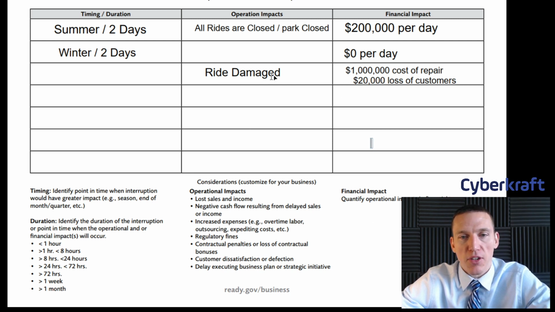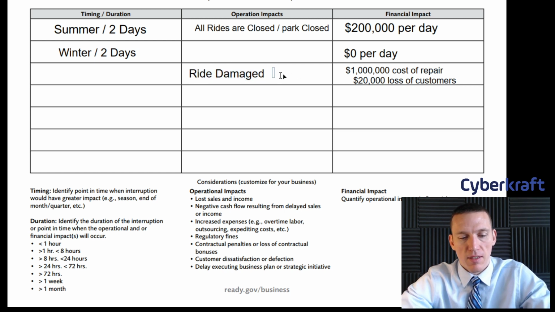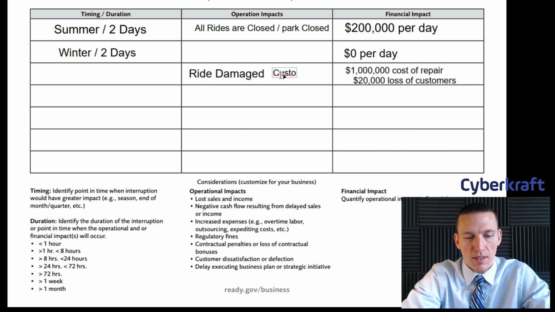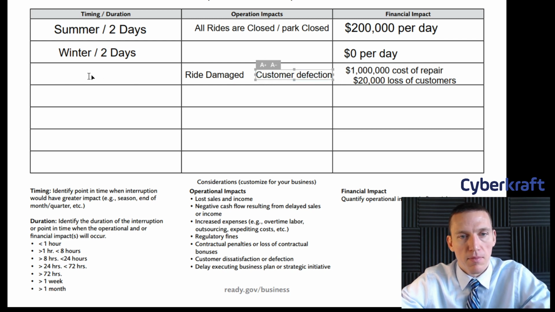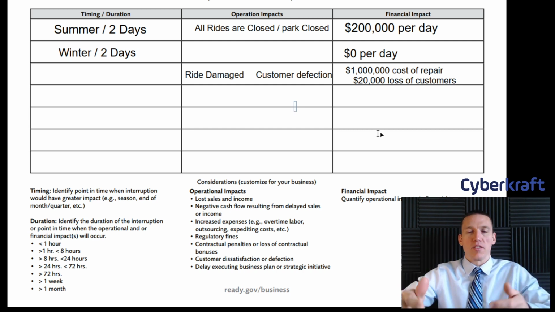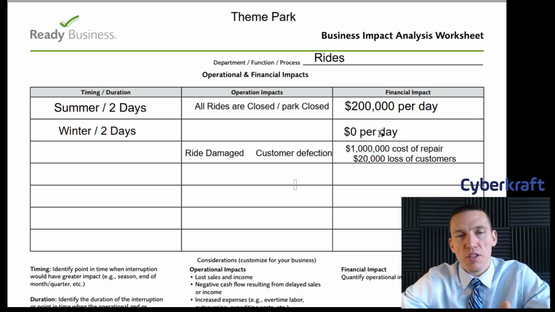So the operational impacts are ride damage, and then customer defection. So the customers are going somewhere else. So these are the possible impacts. Okay? Now this is a pretty basic worksheet. Let's take a look at something that's a little more robust here.